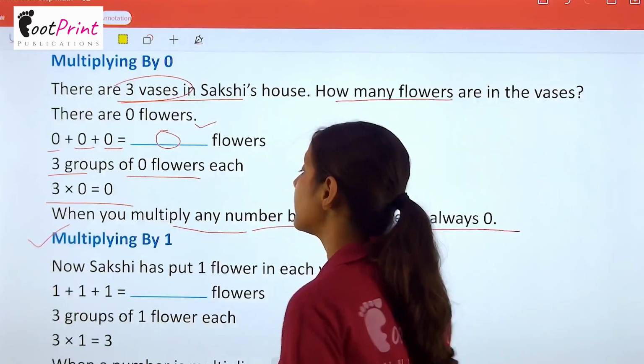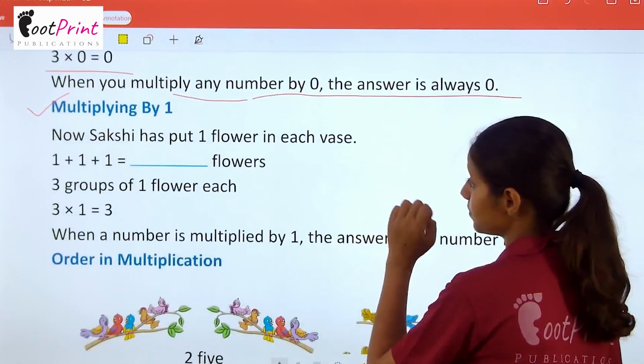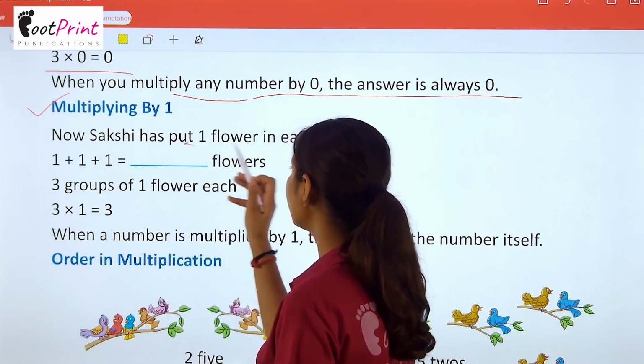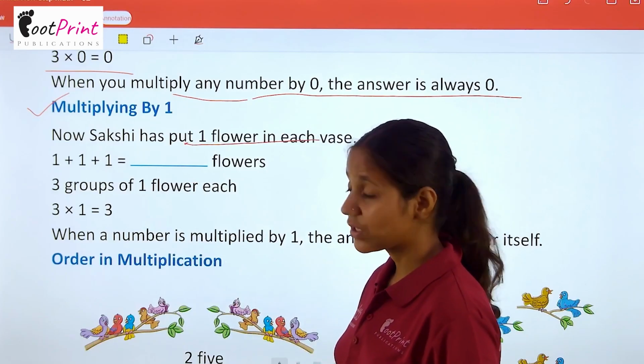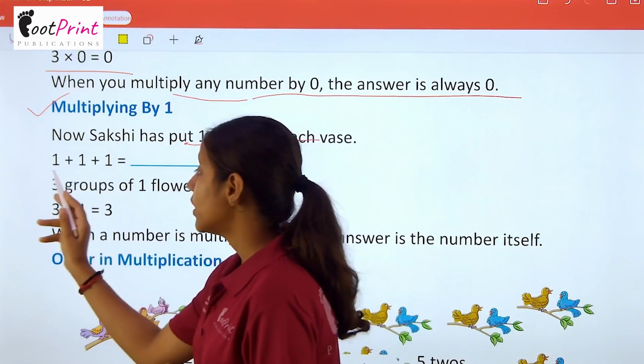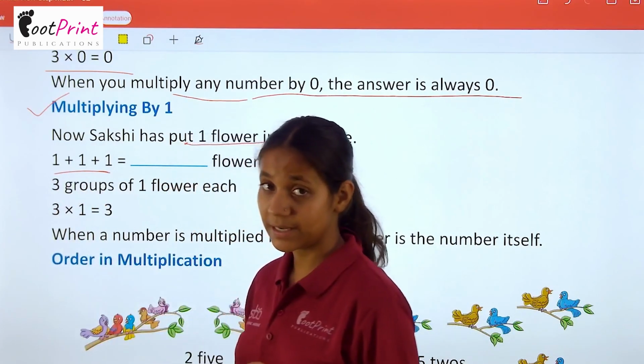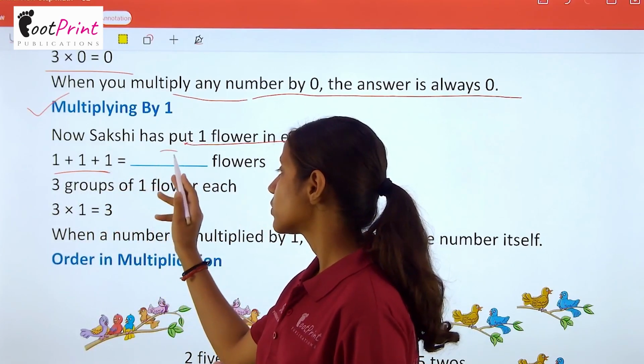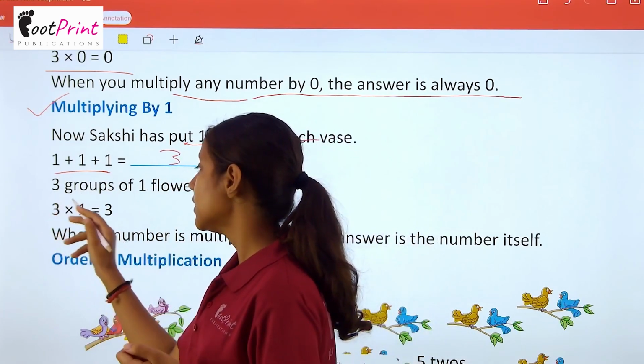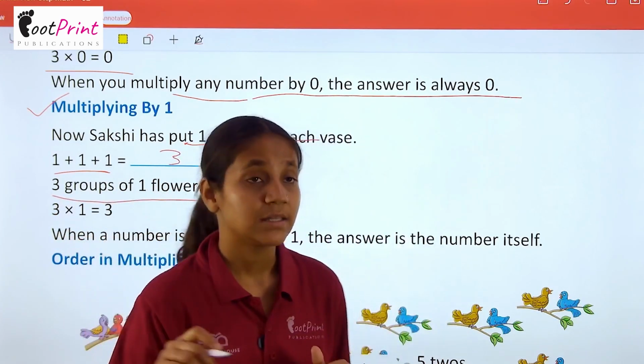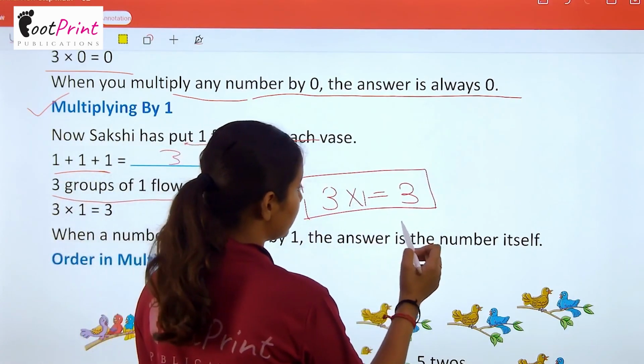Now multiplying by 1. The next property is multiplying by 1. Now Sakshi has put 1 flower in each vase. So what we can do here? So 1 plus 1 plus 1. That is repeated addition. So 1 plus 1 plus 1 is 3 flowers. That means 3 groups of 1 flower each. So 3 multiply 1 is 3.